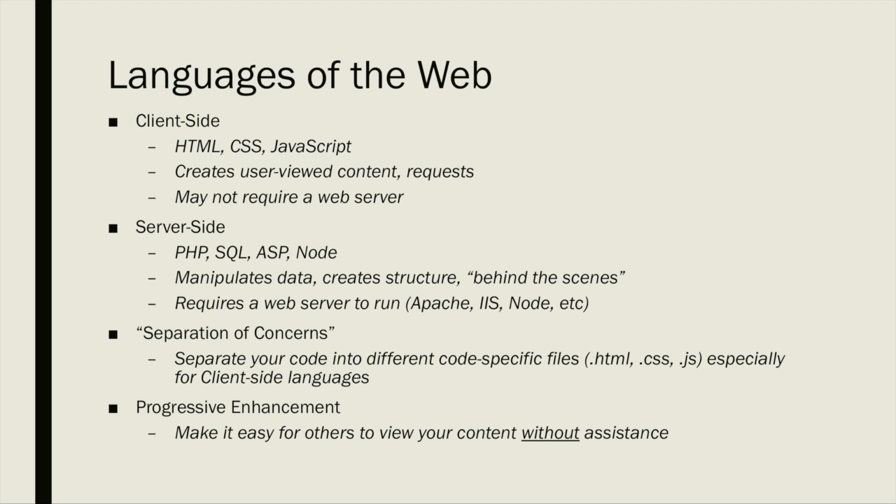When you're developing your files, you want to make sure you know the separation of concerns. This may sound a little scary, but let me explain. What you want to do is separate your code into different code-specific files, such as HTML, CSS, and JavaScript or JS, especially for client-side languages. You don't want to use CSS in a JavaScript file. You don't really want to use HTML in JavaScript. You don't want to use JavaScript in an HTML file.